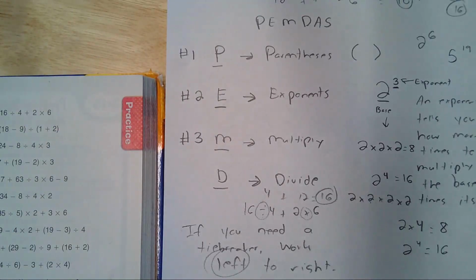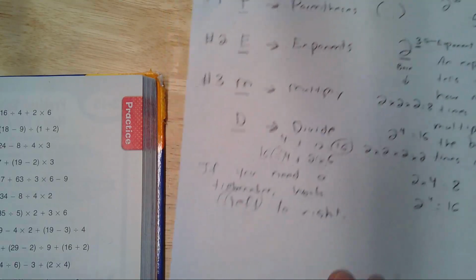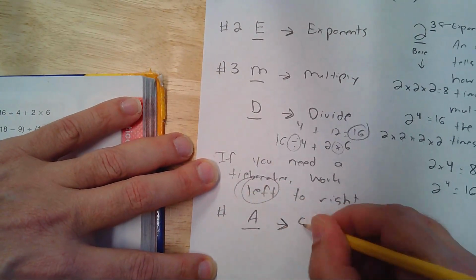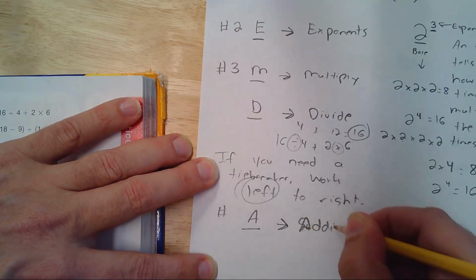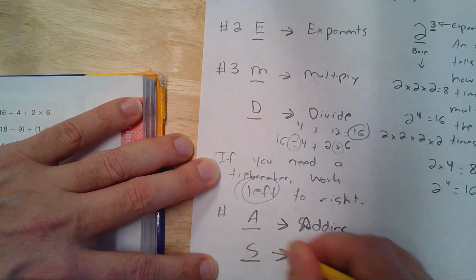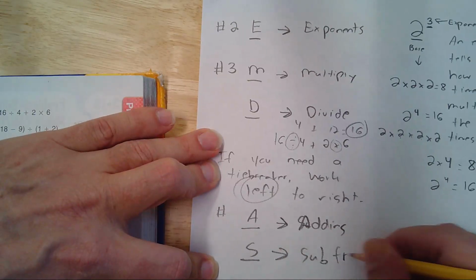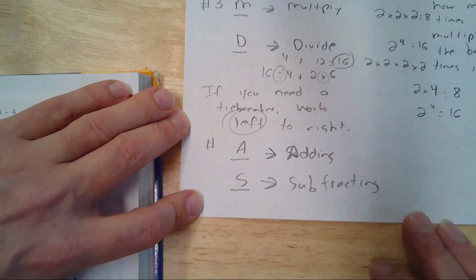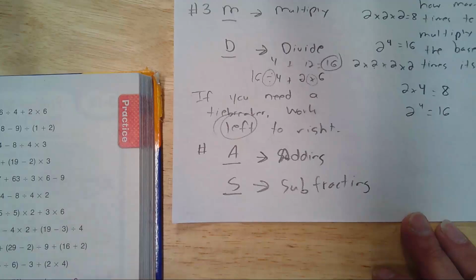So once you've done that, all your parentheses are now gone. All your exponents have now been removed. You've done all your multiplying and division problems that are in front of you. The only thing you will have left at this point is either adding problems or subtracting. And once again, I would suggest just working left to right with that for the time being.